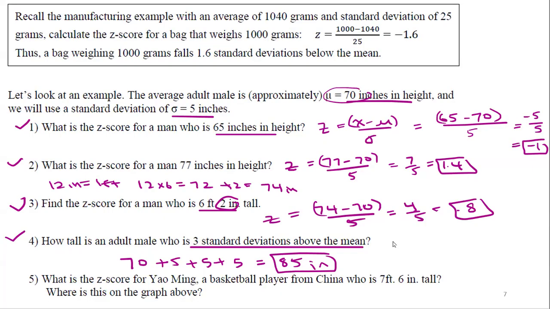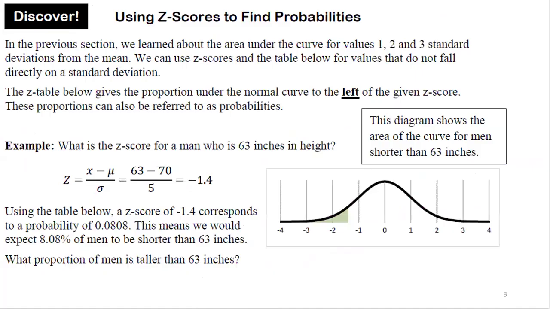Okay, so now we hopefully know how to calculate the z-score. What does this mean? How do we find out what the area is? Let's go to the next slide. It says using z-scores to find probabilities. In the previous section, we learned about the area under the curve for values 1, 2, and 3 standard deviations from the mean. We can use z-scores in the table below for values that do not fall directly on a standard deviation. The z-table below gives the proportion under the normal curve to the left of the given z-score. These proportions can also be referred to as probabilities, as I already mentioned.